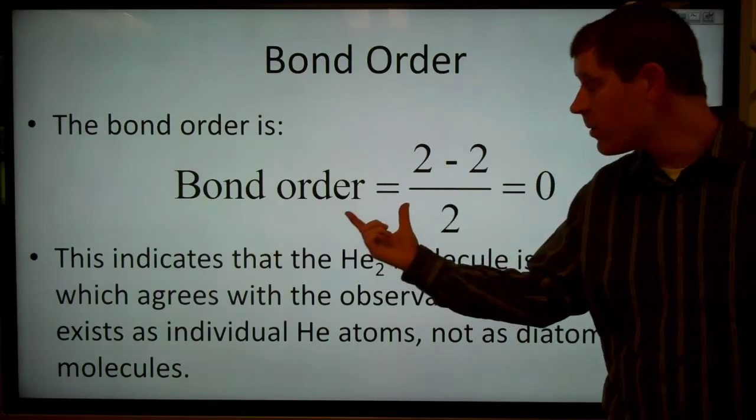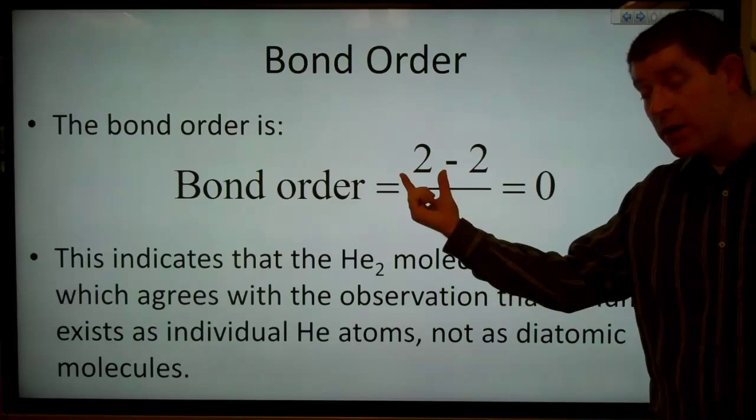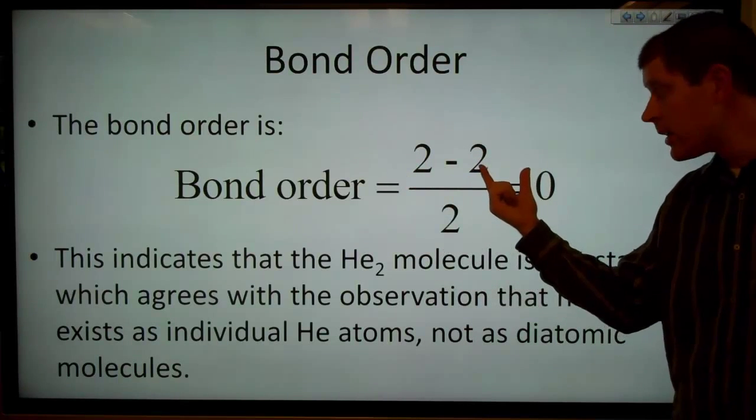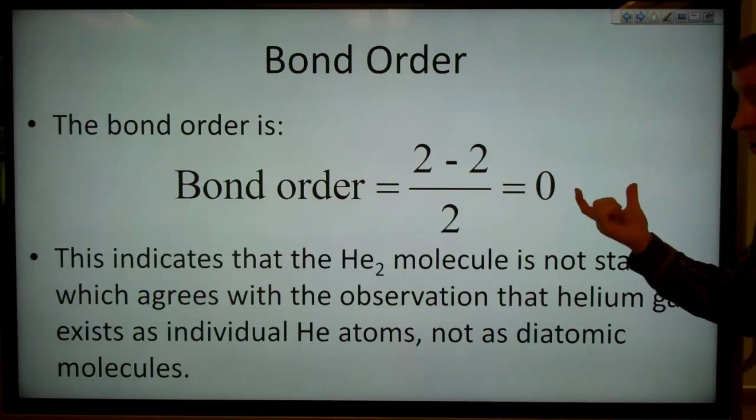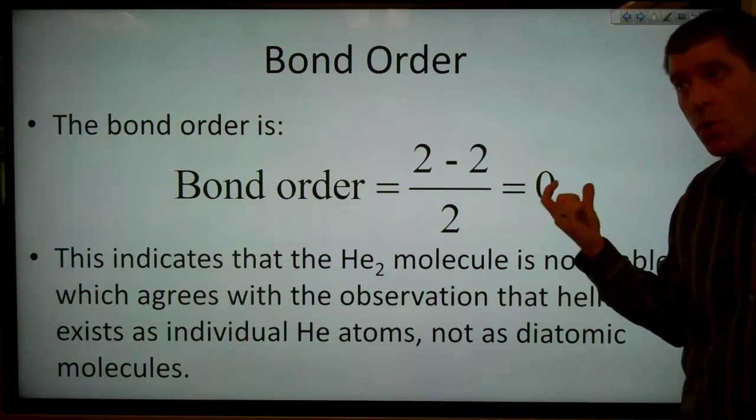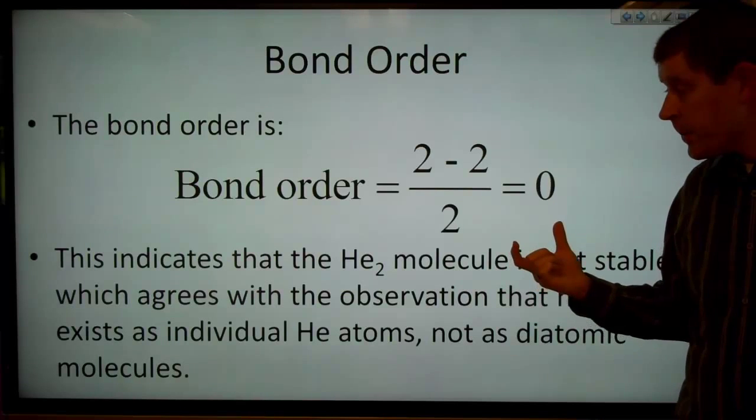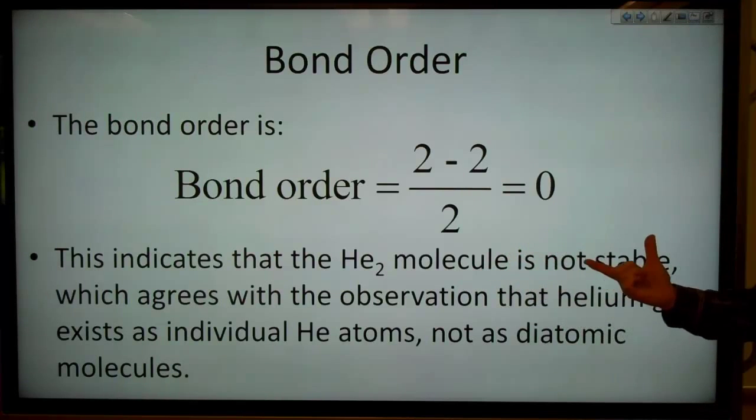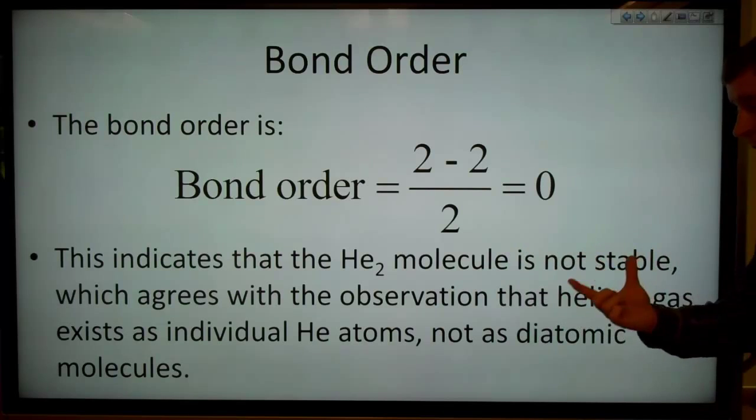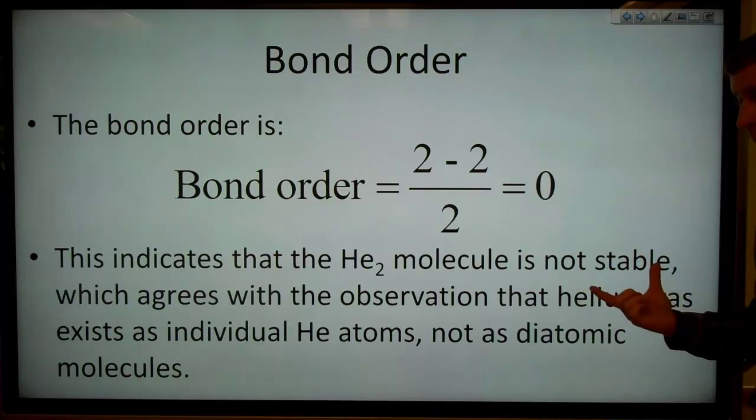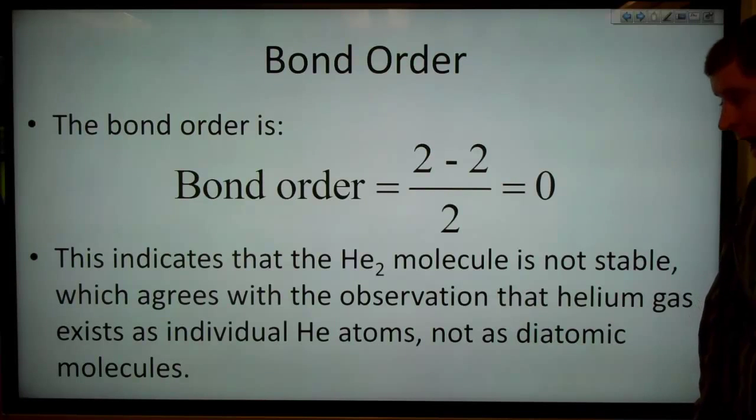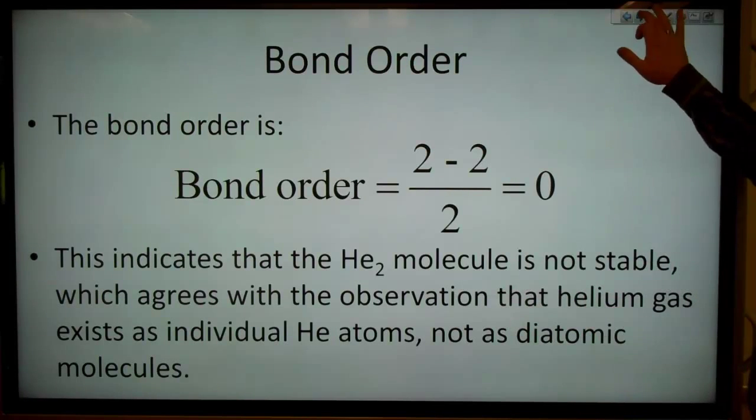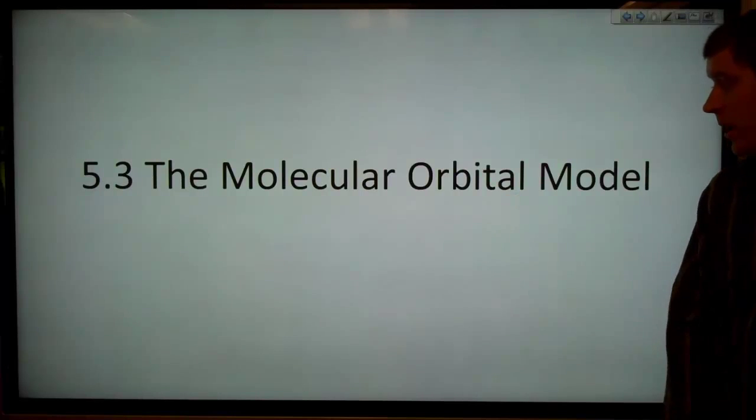If we look at the bond order, we have 2 bonding electrons minus 2 antibonding electrons. That's 0, divided by 2 is still 0. So that means that the bond order is 0, which means there's no bond in between. So this means that our helium-2 diatomic molecule is not stable, which agrees with the observation that helium exists as individual atoms, not as diatomic molecules. So that was the molecular orbital model.